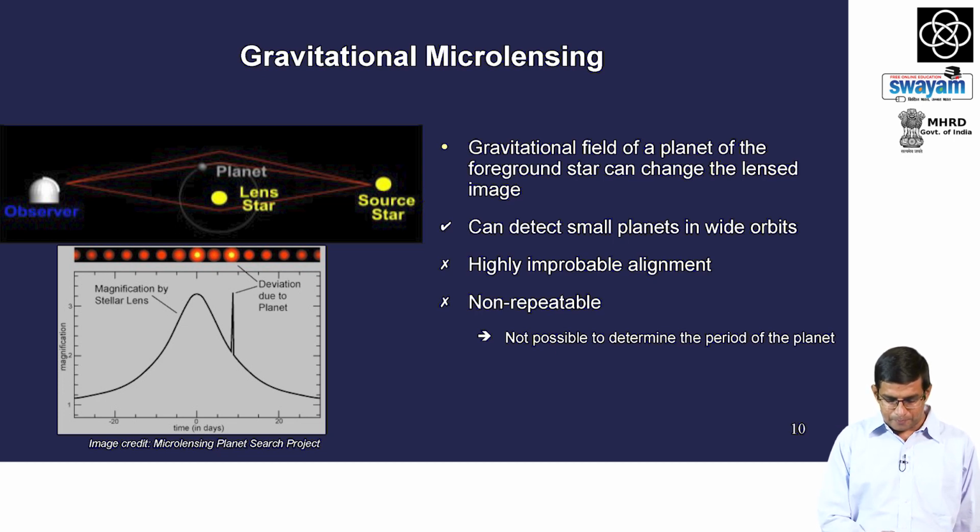the mass distribution. However, this is not a very convenient method, because this is a very highly improbable alignment. First of all, we need to have a microlensing event, which itself requires some alignment of the lens star with the source star, and further a planet needs to be also aligned along the line of sight. And this is certainly non-repeatable, because as the star moves across our line of sight and the planet also moves around in its orbit, this microlensing event will never be repeated. Very few planets have actually been detected using this method.